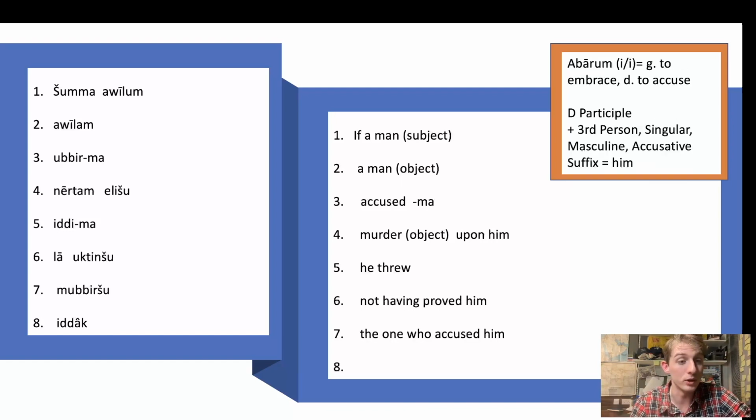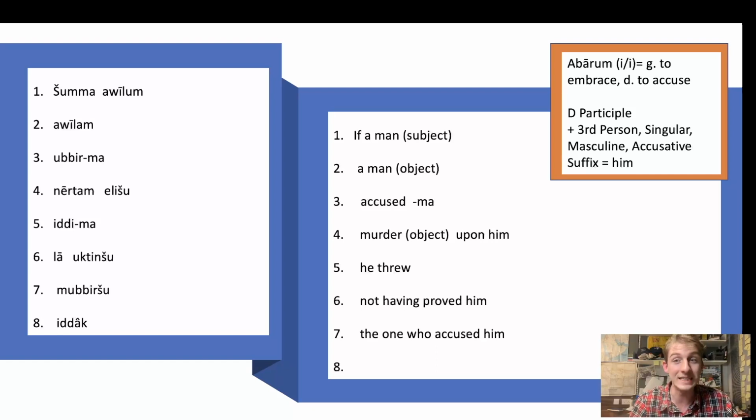So next we have mubirshu. And mubirshu comes from abarum again, just like ubir, but this time it's a participle. So participle means someone who performs an action or has an action performed on them. And this is a third person singular masculine participle with an accusative suffix, and that's that shu, which we see on the end. So performing the action of accused is the one who accused him because of this object suffix.